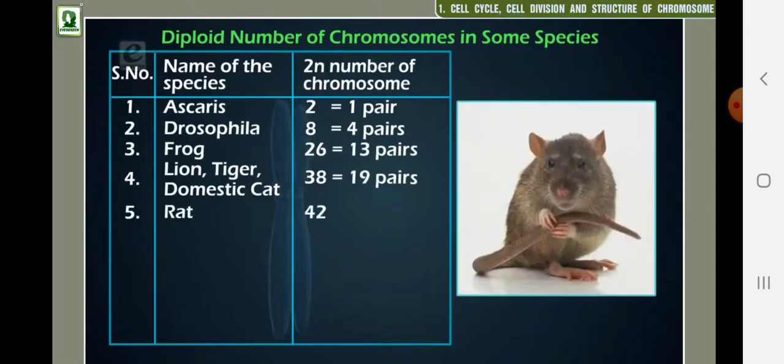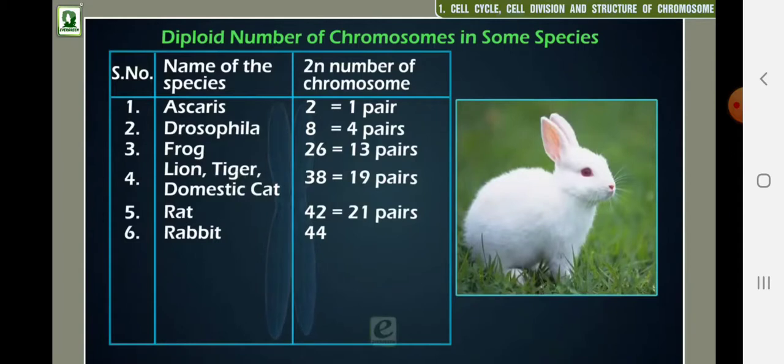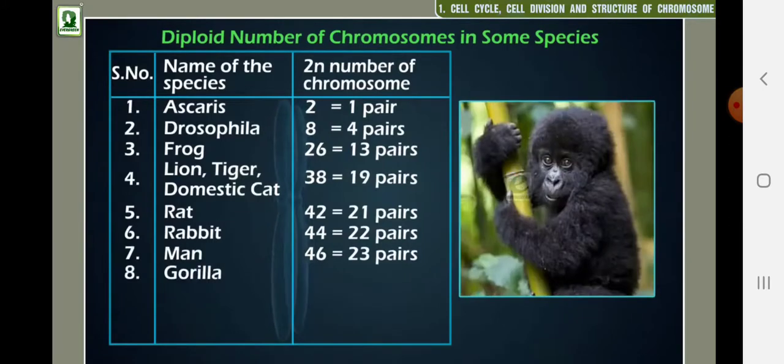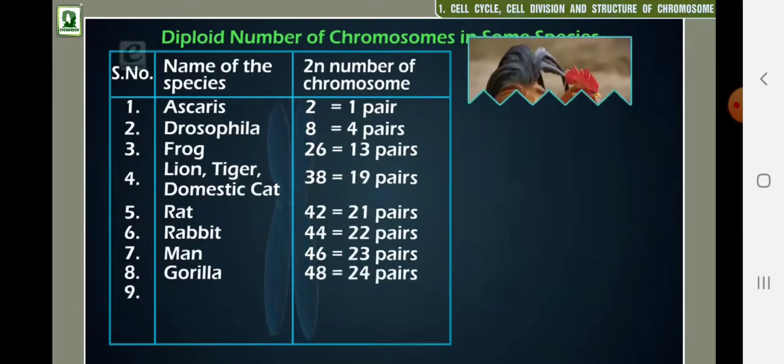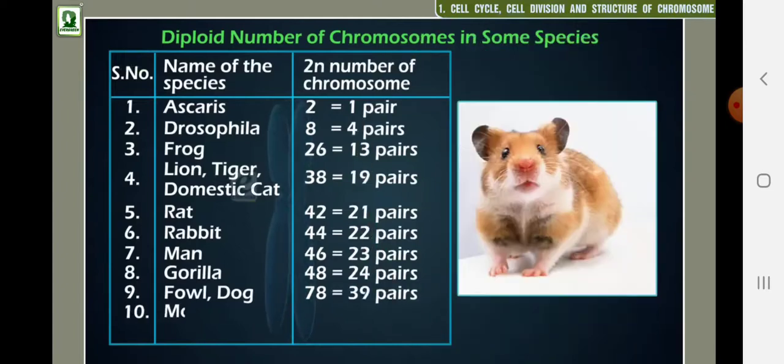Rat has 42, that is equal to 21 pairs. Rabbit, 44, which is equal to 22 pairs. Man, 46, which is equal to 23 pairs. Gorilla has 48, that is equal to 24 pairs. Fowl and dog have 78, that is equal to 39 pairs. Mouse has 40, that is equal to 20 pairs.